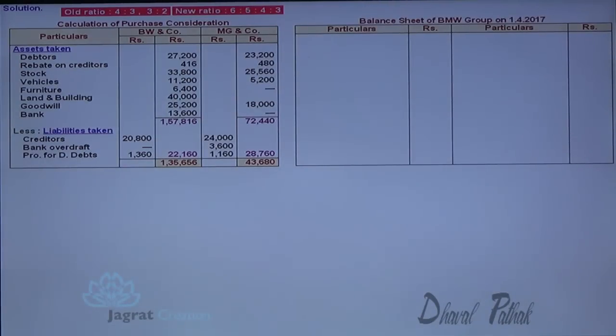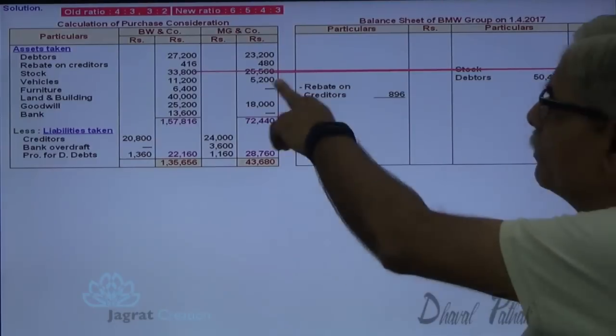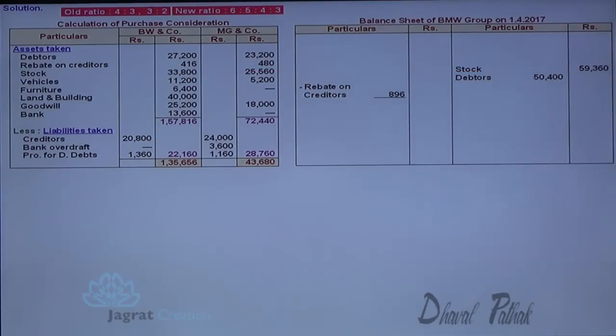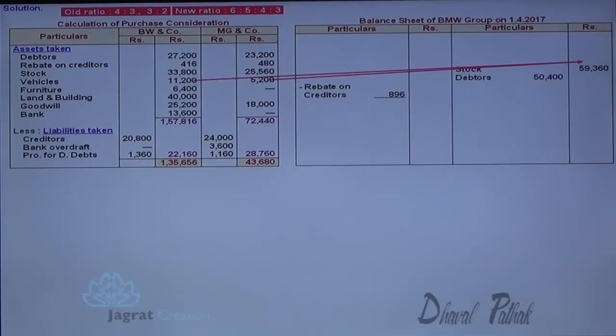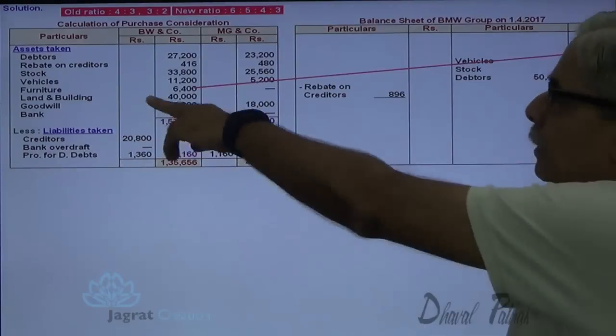So this is the balance sheet to be prepared. Debtors are recorded on the asset side. Then creditors; from creditors the rebate on creditors will be deducted. Total of stock in the books of new firm is 33,800 plus 25,560. Vehicles, total of these two, 11,200 plus 5,200. This is how it will appear in the balance sheet.